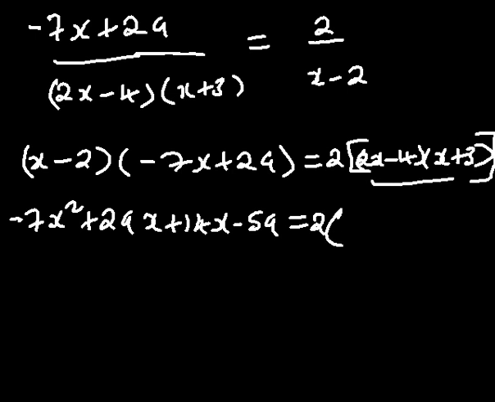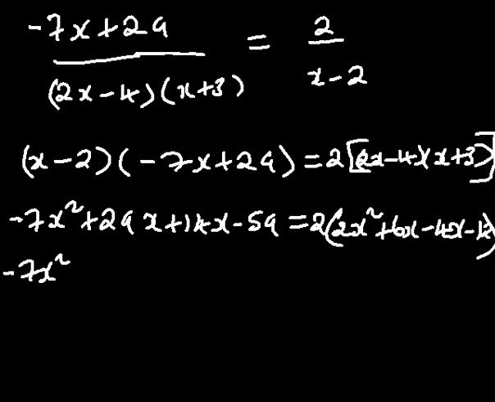We should expand inside there. That will be given as 2x times x, that is 2x squared. 2x times 3, that is 6x. And the negative 4x and the negative 12. Then we'll have negative x squared plus 29x plus 14x. So what would that be? 29 plus 14, that is 43.